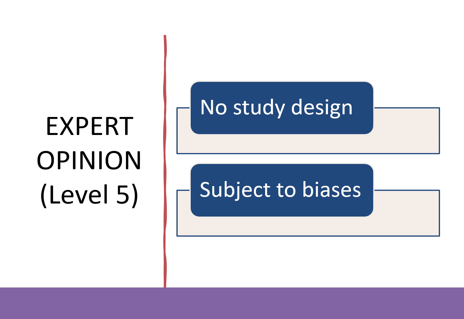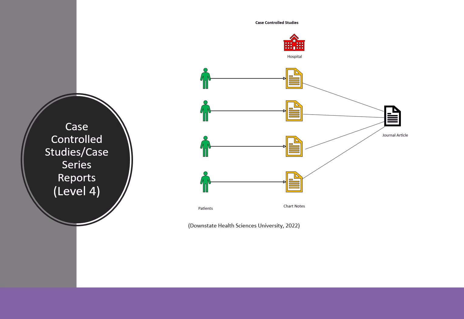So let's dive in to the bottom of the pyramid where it starts off with expert opinion. And this is research written by an expert. There is no study design and it's more prone to bias. Moving up, we have case-controlled case studies or case series report. And basically, these studies help identify variables that might predict a condition. The drawback of this is that there is a small number of participants.